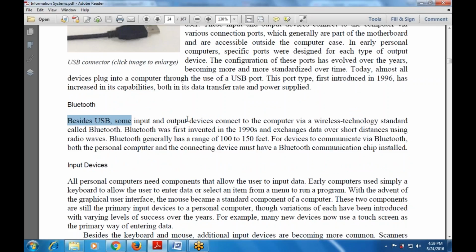Besides the USB, another device is Bluetooth, which is also used for wireless technology. It is a standard wireless technology known as Bluetooth. For devices to communicate via Bluetooth, both the personal computer and the connecting device must have a Bluetooth communication chip installed.